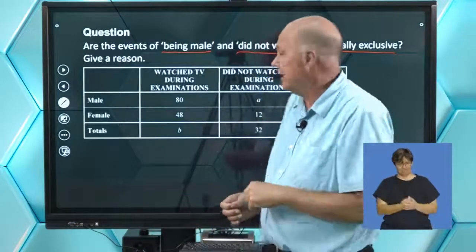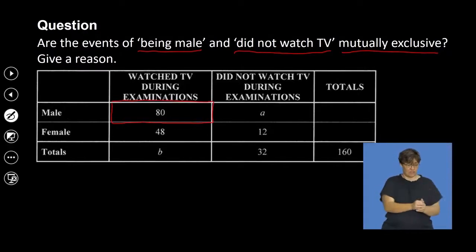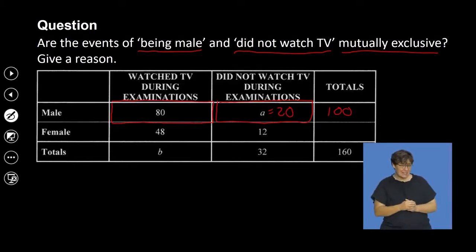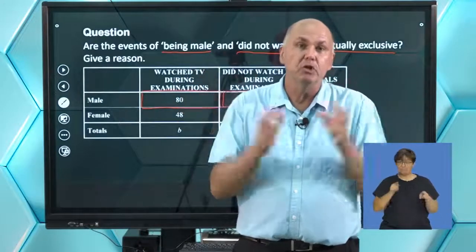But let's look at the data. So if these are all the male situations, there's the males that did watch TV. These are the males that did not watch TV. In other words, it's the set of 20 that did not watch TV even though they were male, and they were out of the total of 100. So I hope you can see that being male and did not watch TV, there are 20 young men who did not watch TV.